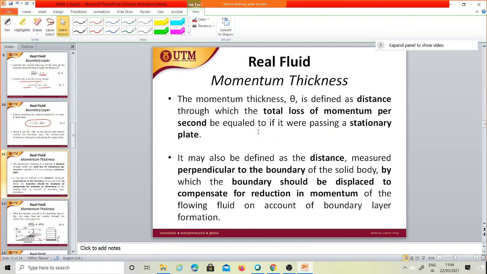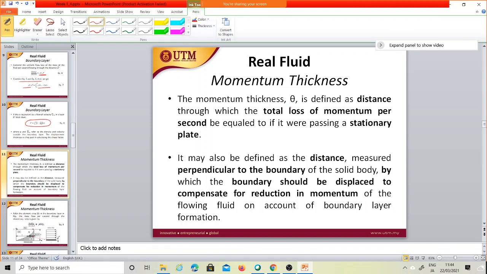Okay, so next is very simple, same thing. We considered velocity, now we consider momentum. If you have the velocity defect, you will also have the momentum defect. Momentum defect means mass flow defect multiplied by velocity, the extra velocity, it will give you the momentum.